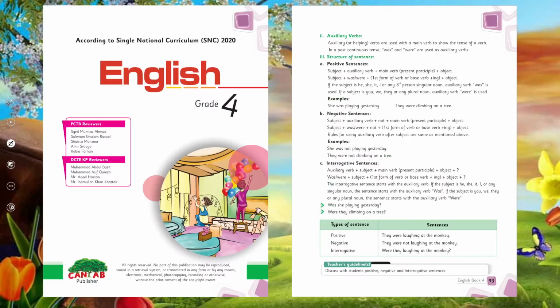Before, in English for grade 4, my dear students, we have already learned about types of sentences like positive, negative and interrogative on page number 93. I hope you remember it. If you do not, you can watch this video lecture again. And today we are going to learn more about sentences.